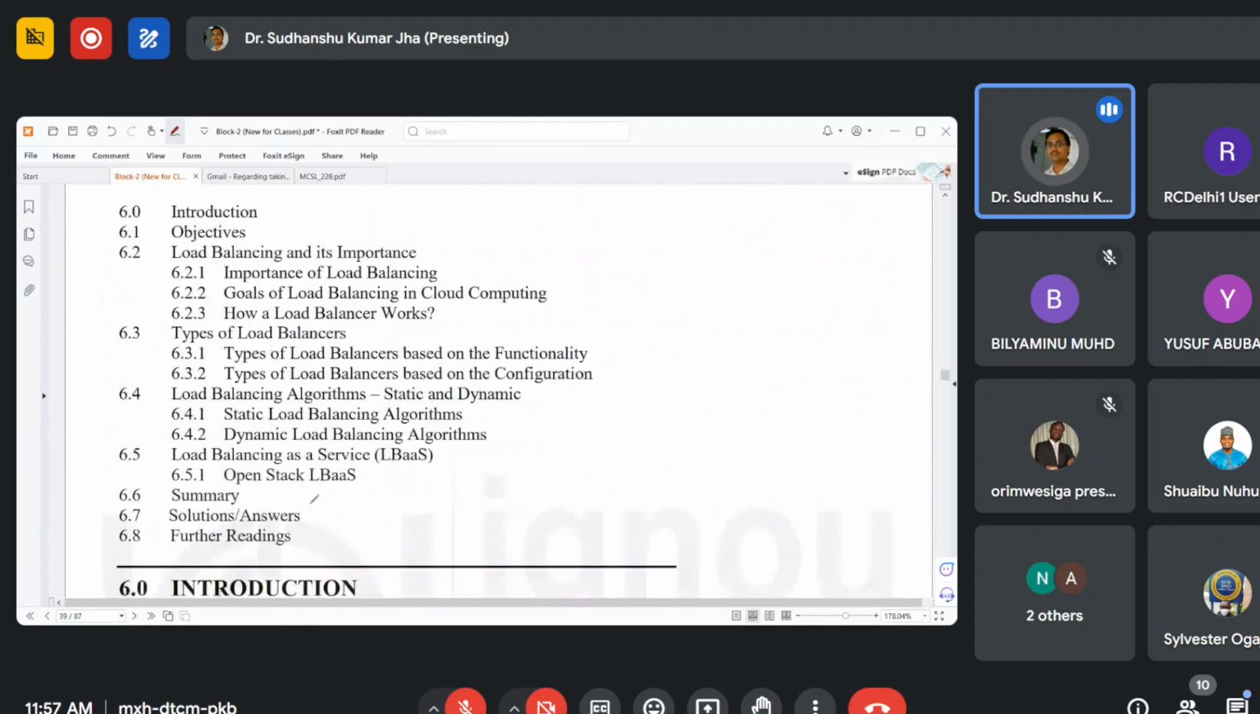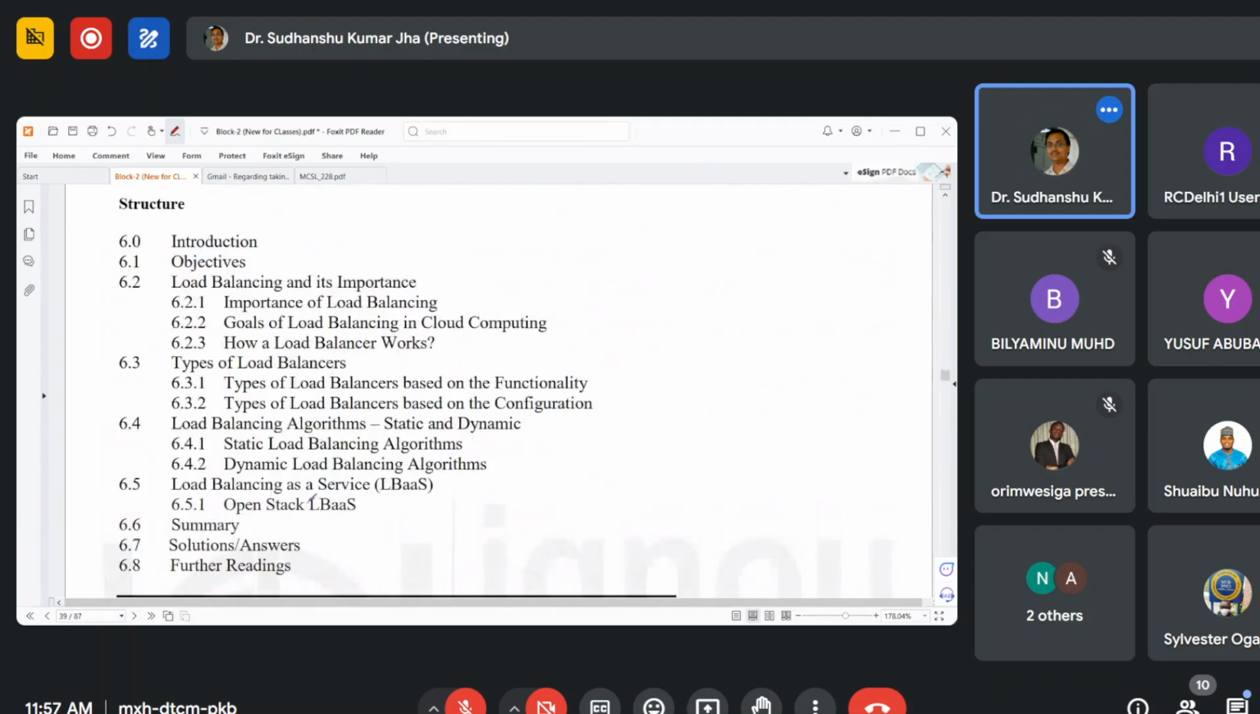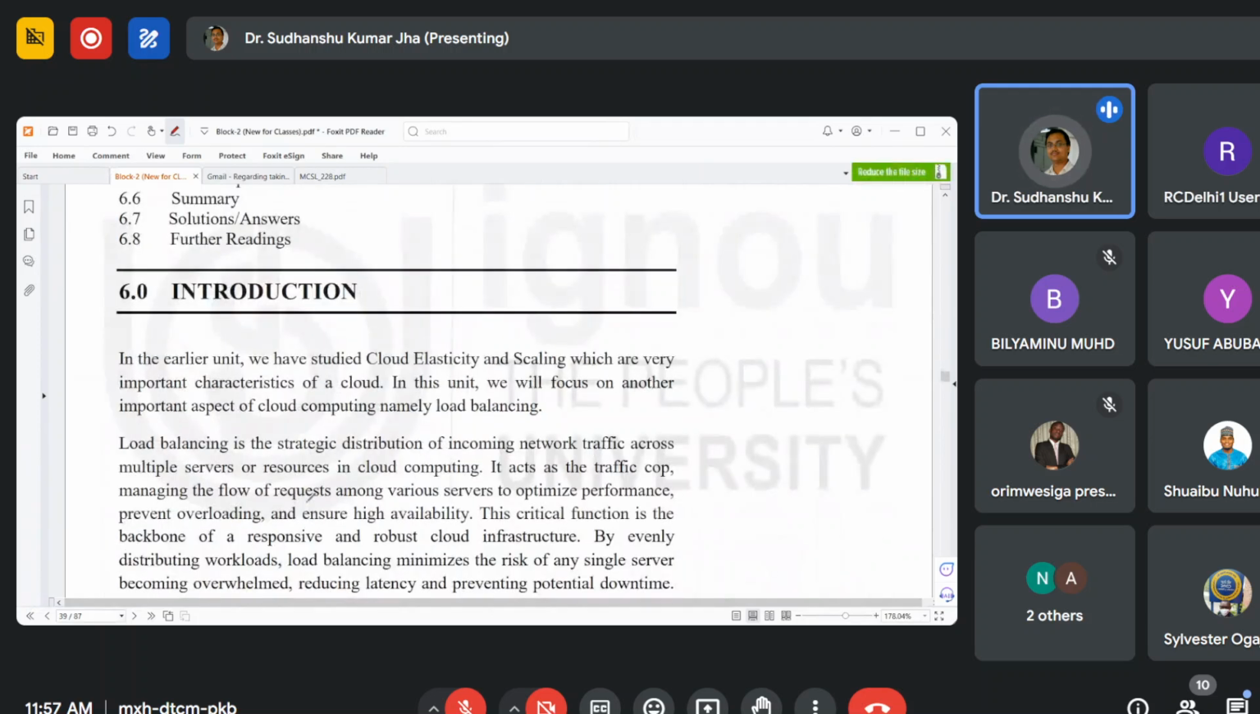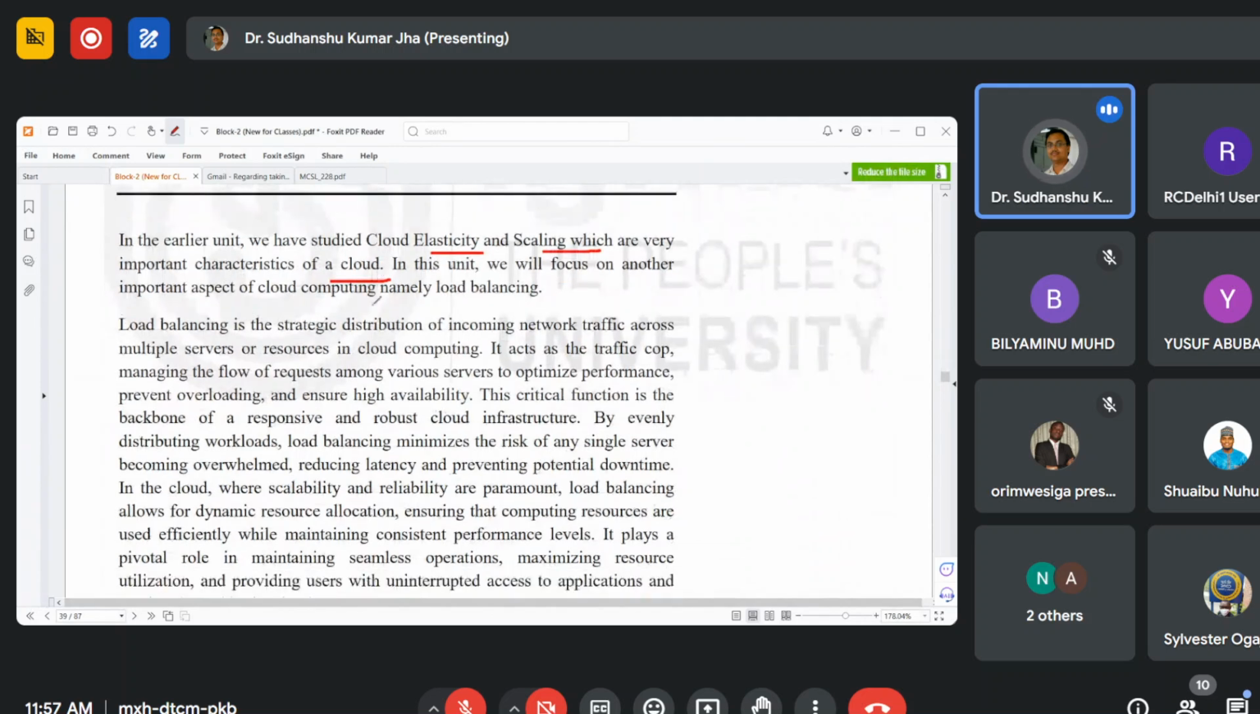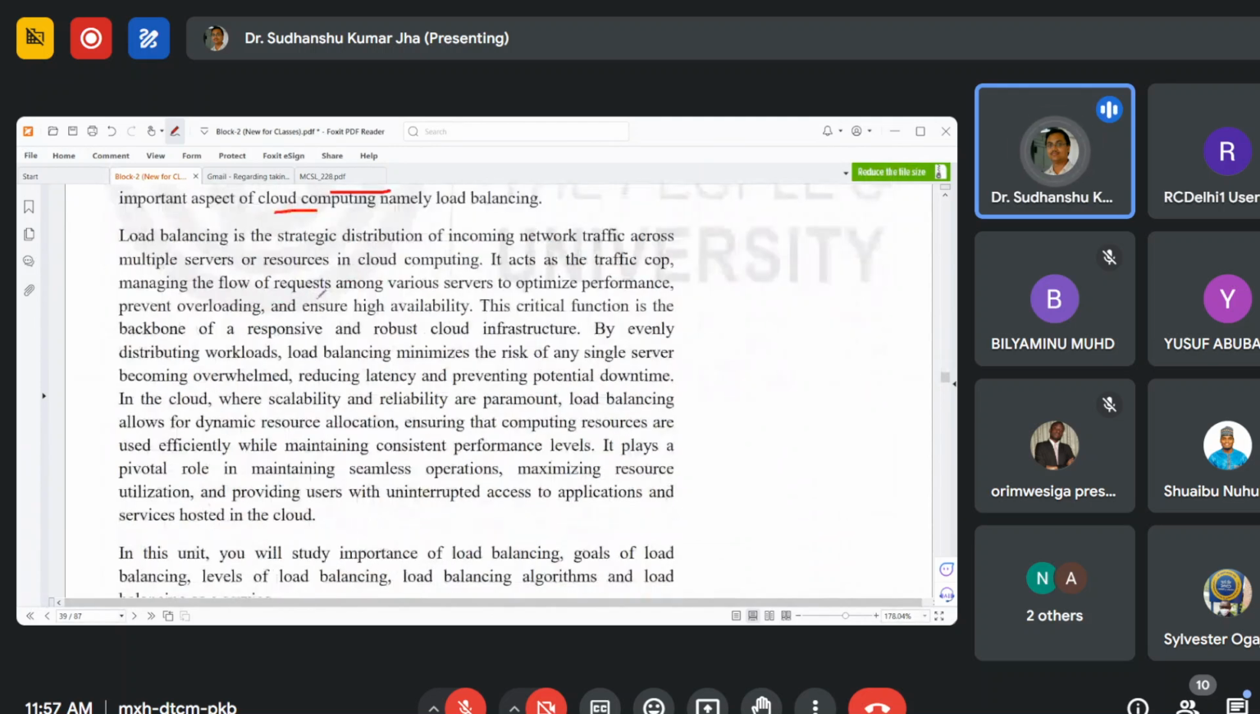Load balancing. Now come to load balancing. We have seen cloud elasticity and scaling, which is an important characteristic of the cloud. Now we will focus on another aspect, load balancing. Load balancing is the distribution of incoming network traffic across multiple servers or resources in the cloud. In scaling up or down, we are basically scaling up or down the number of resources required.